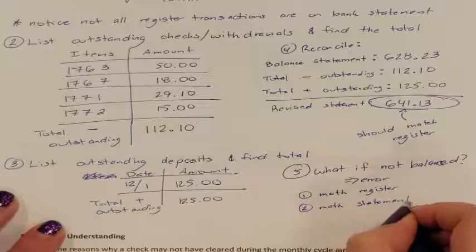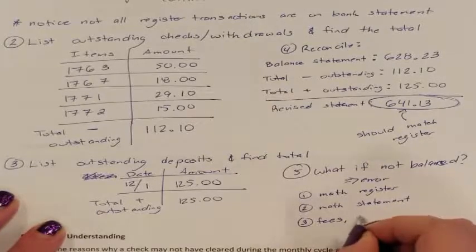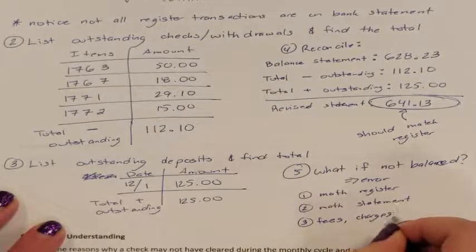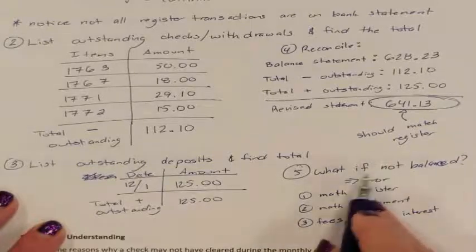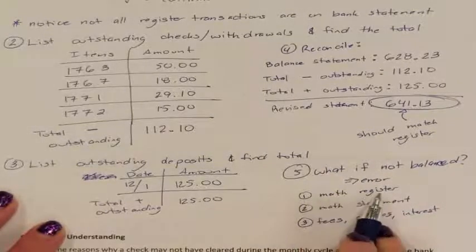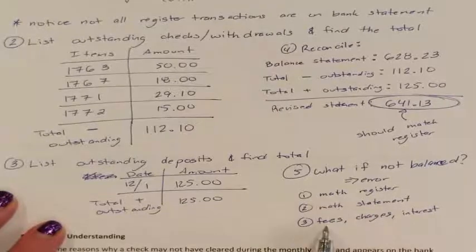Did they mess up? You also need to check to see if you forgot any fees, any charges, or any interest. The error is somewhere in either the register statement, check the math, the bank statement, check the math, or you forgot fees, charges, and interest. Please check that math then.